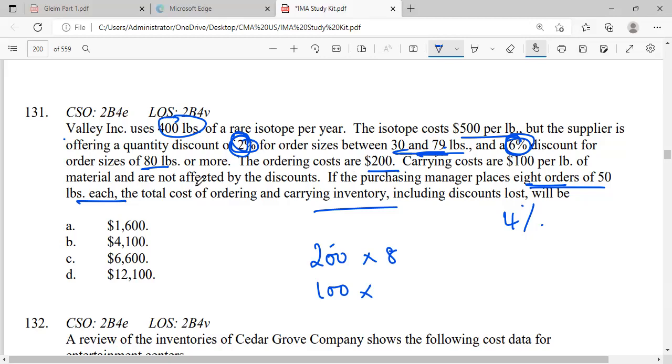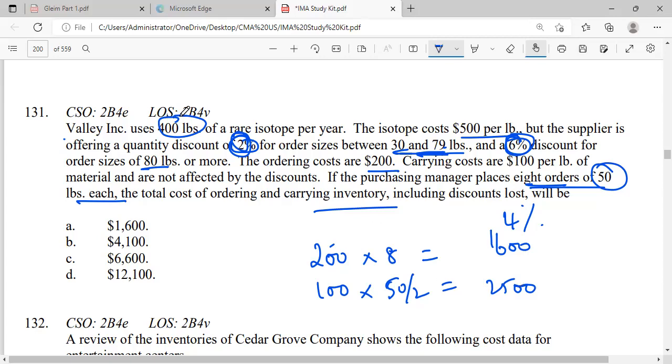Now, 200 into 8 because 8 orders are there. And then 100 into average inventory. Average inventory is nothing but, your ordering size is 50. So on an average, you'll have 50 as an order in your inventory all the time. 50 divided by 2. 200 into 8 is 1600 plus 100 into 50 by 2, 25 into 100, 2500. Now comes the cost of the discount which you have lost.